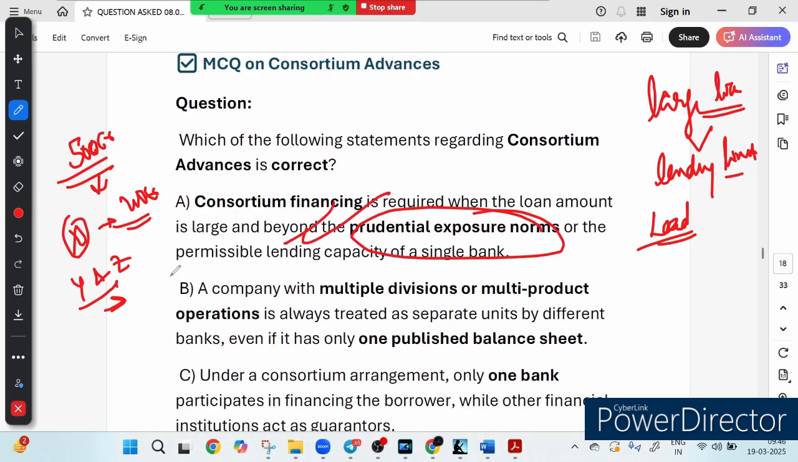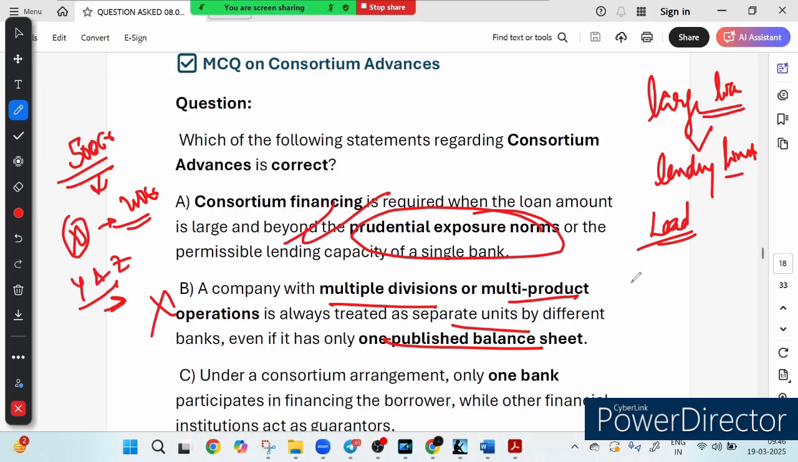Option B, this statement is incorrect, because a company with multiple divisions or multi-product operations is generally treated as a single unit if it has only one published balance sheet, right? It is treated as a single unit. So a bank cannot treat different divisions as separate entities unless they have separate financial statements. So without separate balance sheets, banks must form a consortium for a large loan.